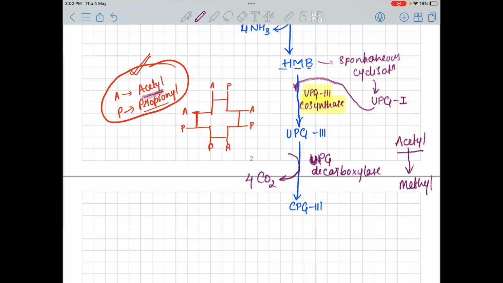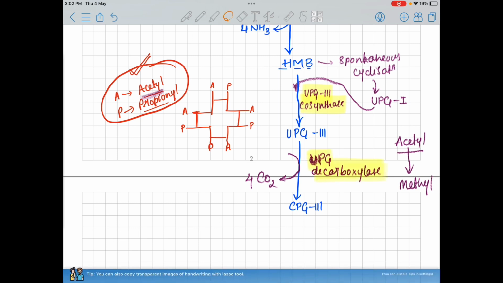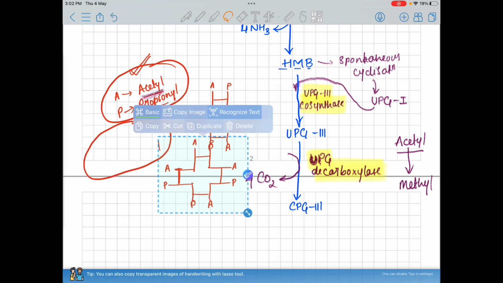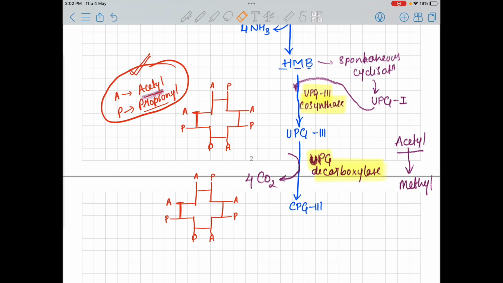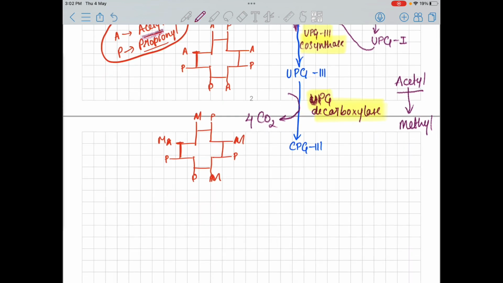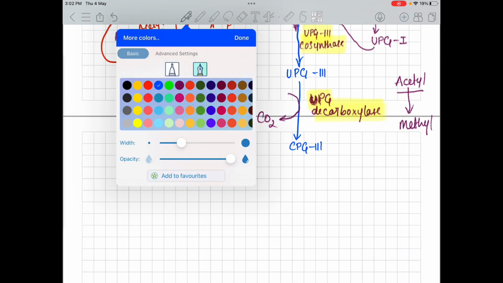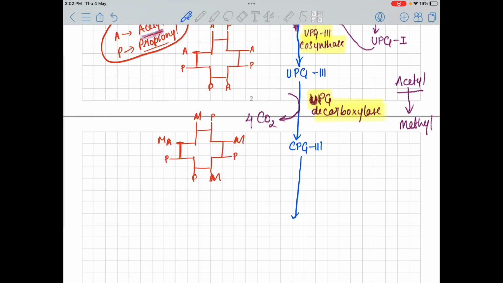So the structure of UPG which was present is basically only changing in the acetyl to methyl group. I'll just show you over here. So this is CPG. The acetyl groups are going to convert into methyl groups. Okay, so this is CPG3. Now CPG3 is acted upon by another enzyme to convert it into protoporphyrinogen 3.